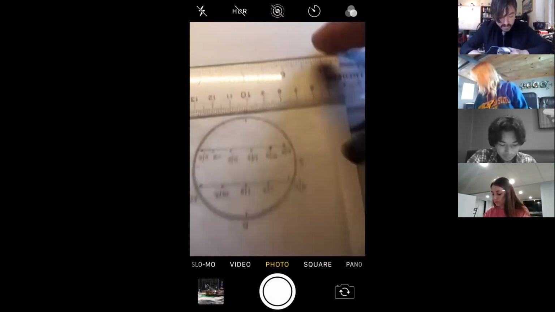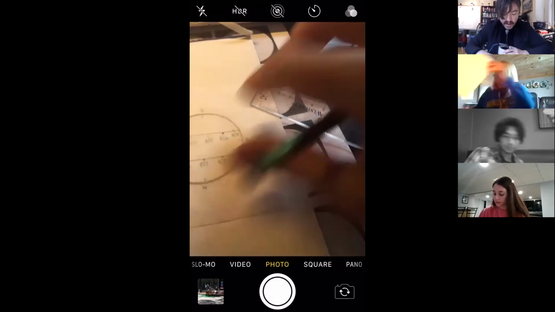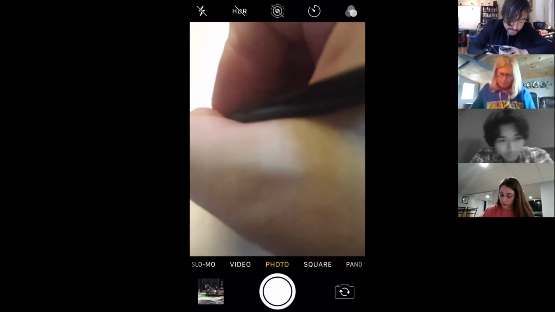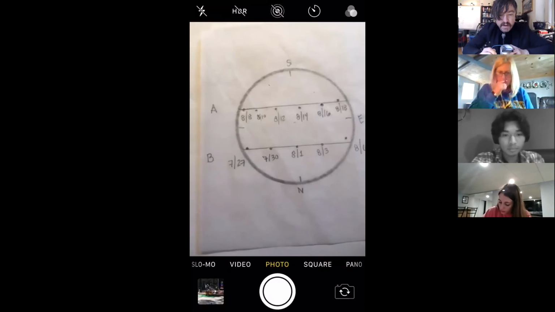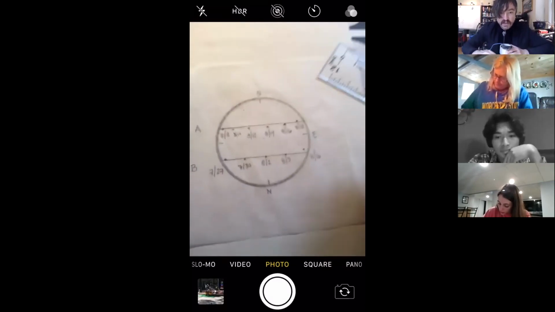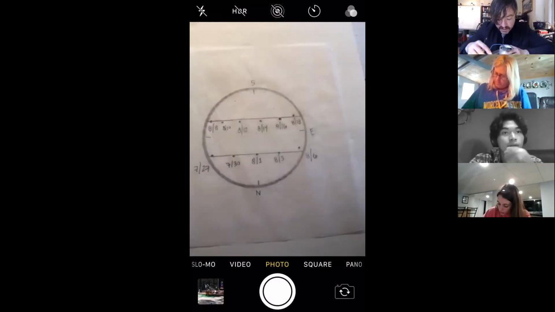So let's do the first measurement together. This is our A spot up here, and our B spot is down there. Let's measure the length of the line for the A spot.